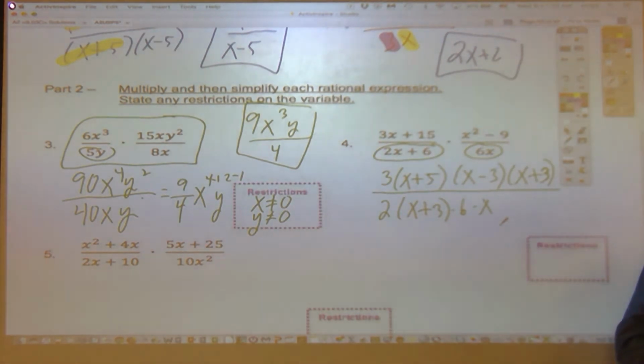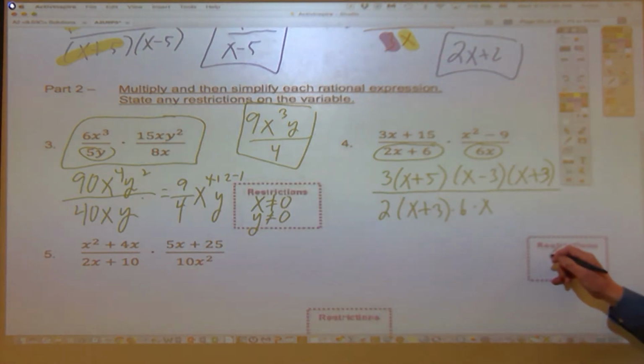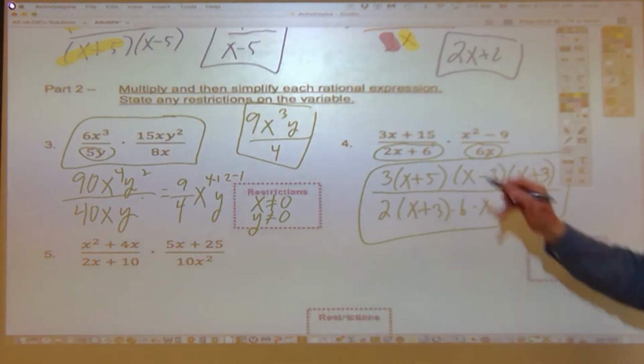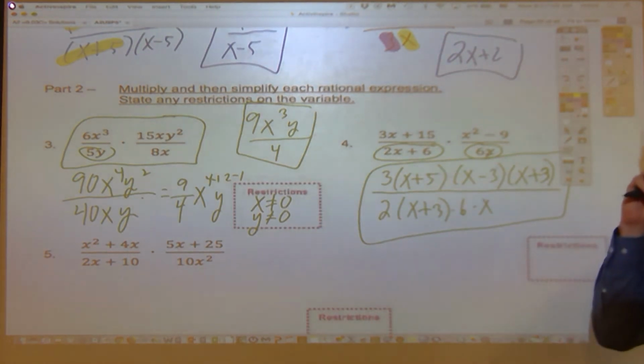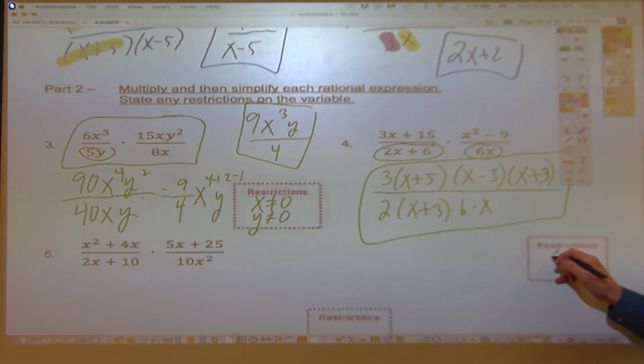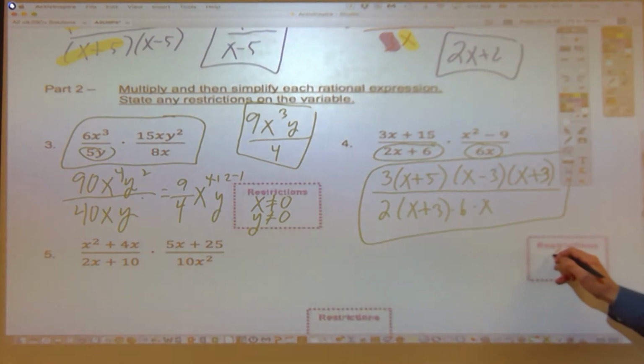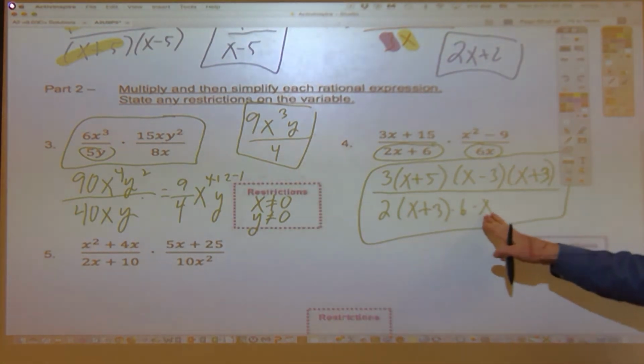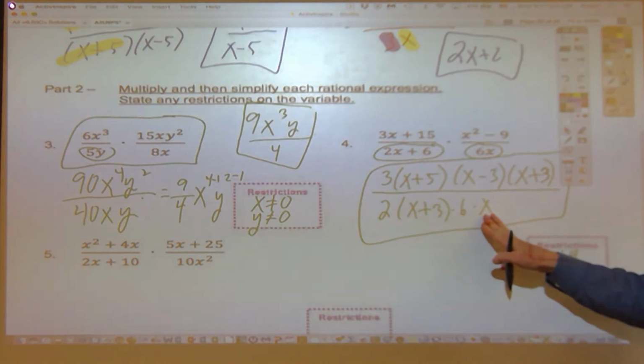Well, those of you who think there's at least one restriction, what would that restriction be? Help me with that, please. Sophia. Do you have a restriction on x based on what you see in the factored form? 0? So how should I write that down? X is not equal to 0. Yes, based on what we see here, x cannot equal 0.